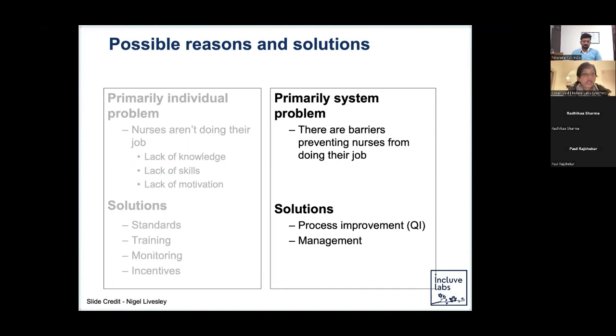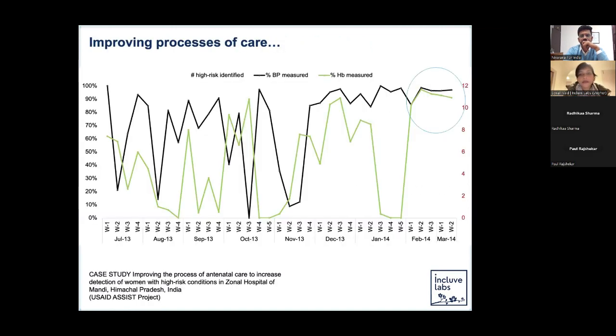However, if we assume, going back to the cartoon in the beginning, that everybody is coming to do a good job, and remembering that quote that health workers are impeded by the system in which they work, then it's primarily a system problem, that there are certain barriers in our system, the way the work is organized, that the staff is not able to do their job. So if we start thinking in this way, then the solutions that we offer will be slightly different, which will be either management related or process improvement, right?